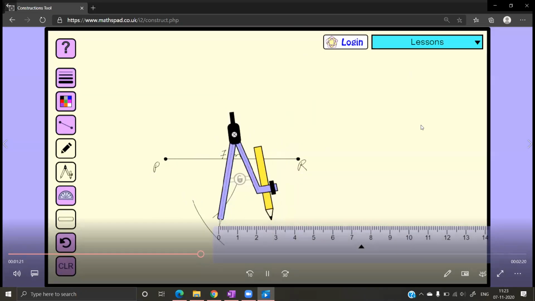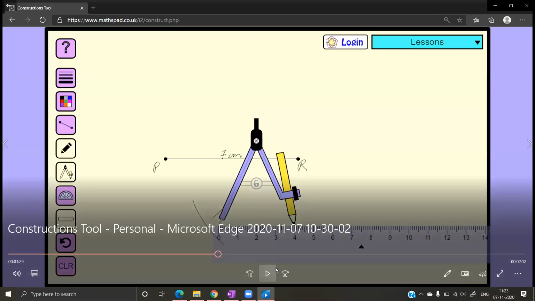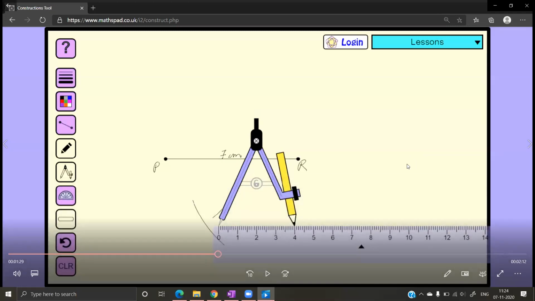So now you can see right here, the arcs were not intersecting. If you observe, the arcs are not intersecting. So I had to readjust the arc which is shorter from P.